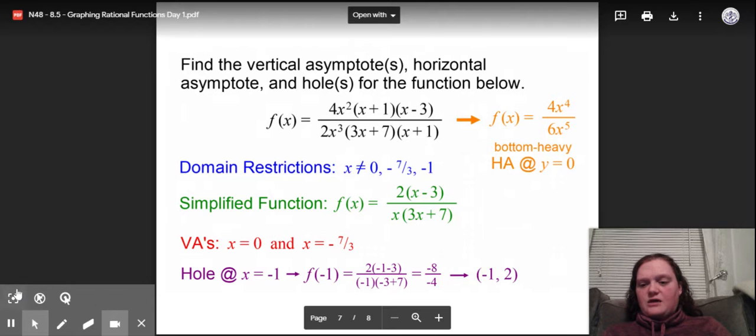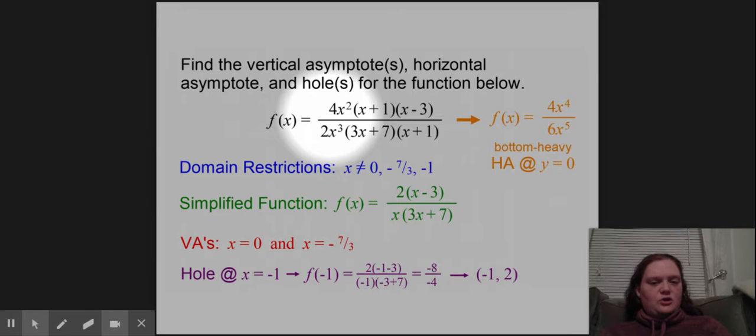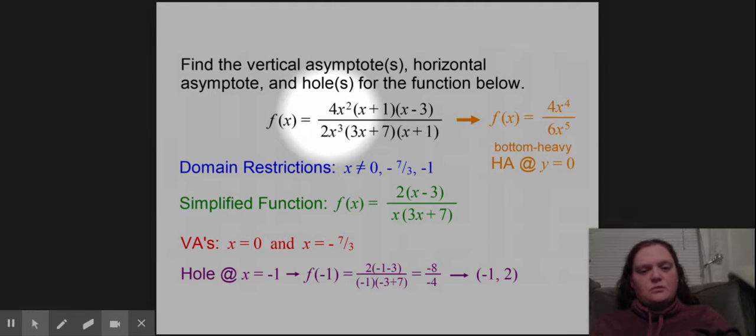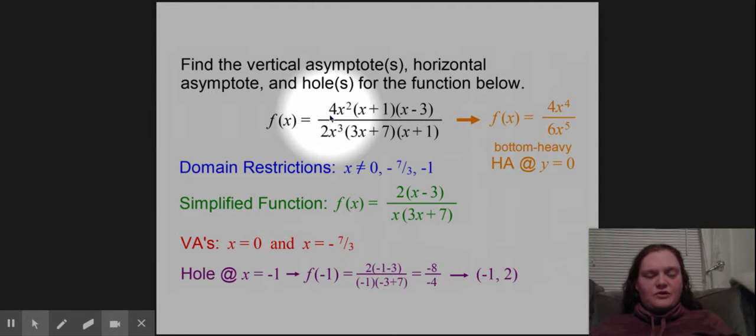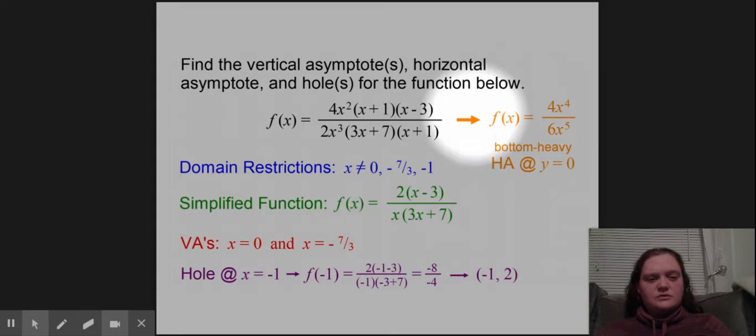In order to do that, you want to figure out what's the leading term for the numerator and what's the leading term for the denominator, okay? So think of it like when we were trying to figure out the leading term for graphing a polynomial function. For the numerator, I'm doing 4x squared times x times x. That comes out to 4x to the fourth. In the denominator, I'm doing 2x cubed times 3x times x. And that comes out to 6x to the fifth.